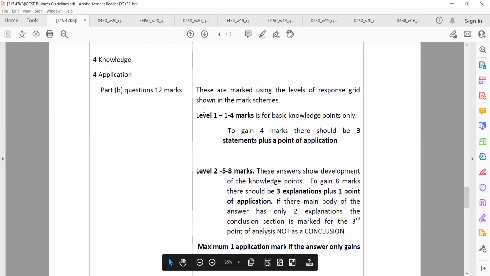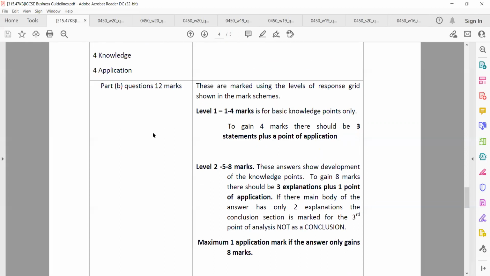Let's break down first from the lowest level. If your answer is considered level 1, it means your answer has only fulfilled knowledge. So we can still break down. If you are a level 1 answer, your answer only fulfills knowledge. If you want to break it down, it is 3 knowledge plus 1 application.